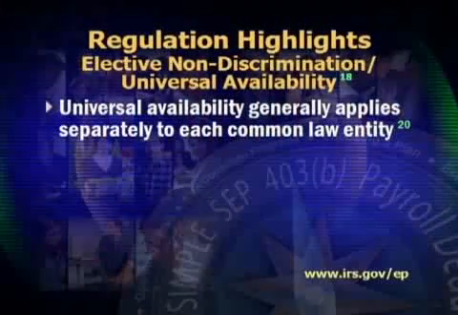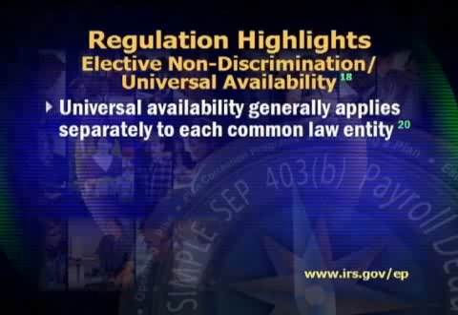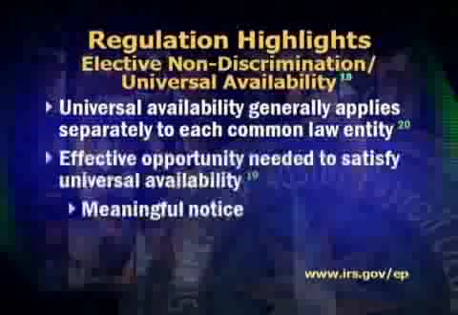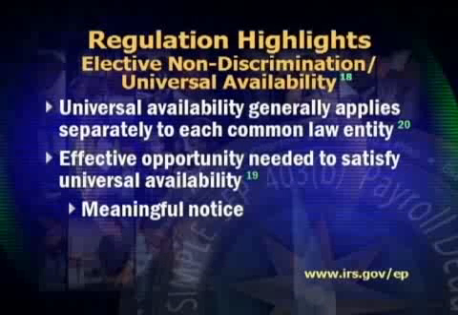Well, that doesn't quite work, because part of universal availability is that participants who have the right to make elective deferrals are given a meaningful notice of that right, something affirmative on behalf of the employer that communicates this information to the participant. We don't say what type of communication this could be, whether electronic, hard copy, but there must be some form of a meaningful notice.